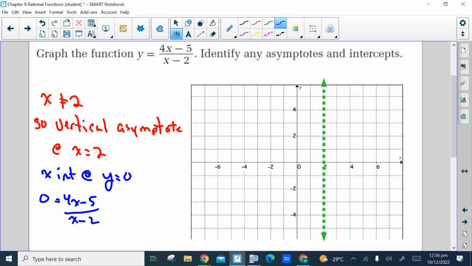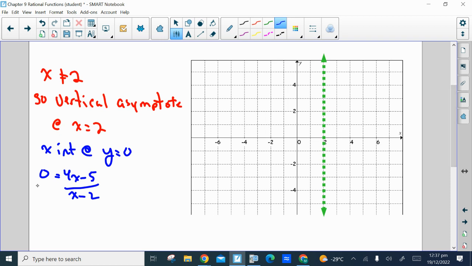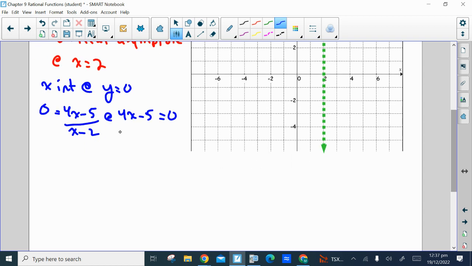So we have a rational function, 4x minus 5 over x minus 2. We want to know when that equals 0. A rational function will equal 0 when the top equals 0, because 0 divided by anything will equal 0. So this rational function equals 0 where the numerator equals 0, where 4x minus 5 equals 0. So we can add the 5 to both sides and divide by 4. And there is our x-intercept.